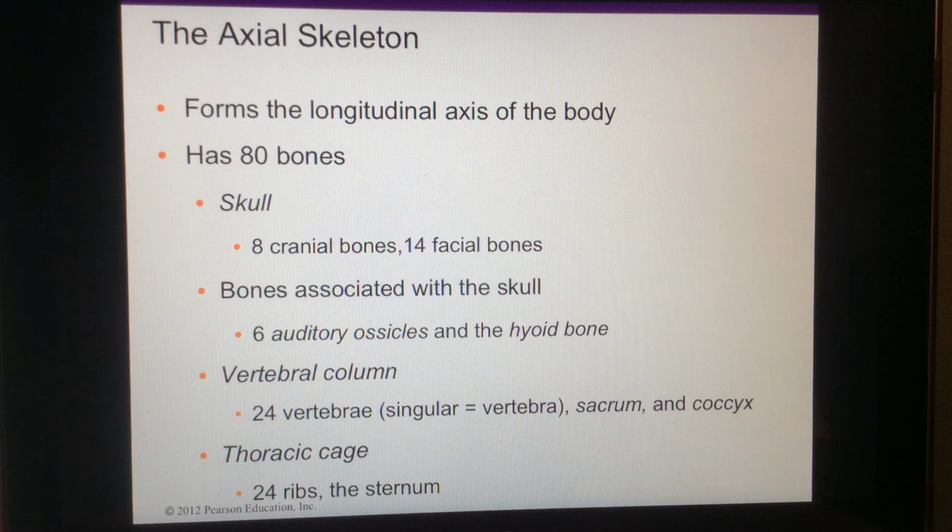The skull is going to have 8 cranial bones, 14 facial bones, and that's going to be our first portion of this lecture. Bones associated with the skull are going to be 6 auditory ossicles, 3 on either side, and those are going to be located within the temporal bones of the cranium. The vertebral column, 24 vertebrae, sacrum and coccyx, and the thoracic cage or rib cage. Those are your 24 ribs and the sternum.